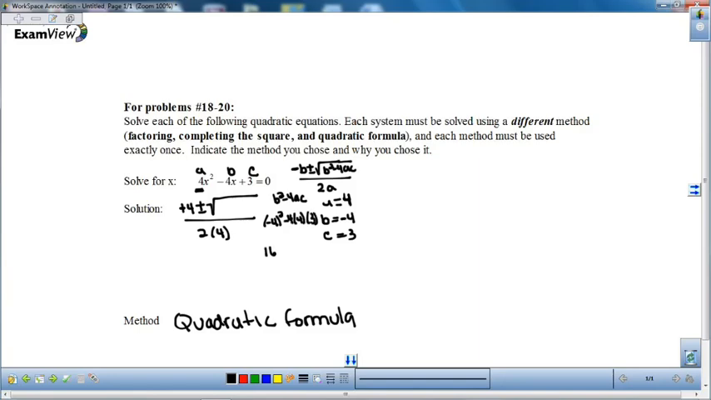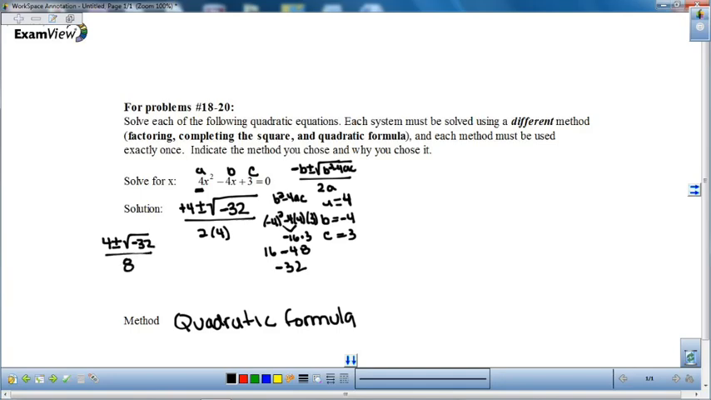So I'm going to have 16. -4 times 4 is -16. -16 times 3 is -48. And 16 minus -48 is -32. So I'm going to go ahead and put that there. So I'm going to have 4 plus or minus the square root of -32 over 8.